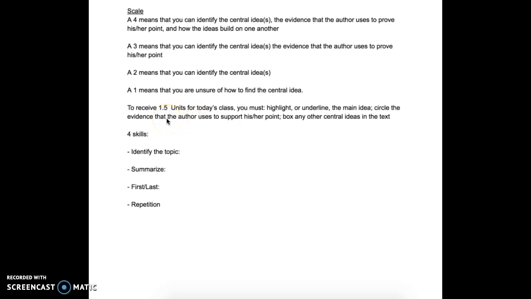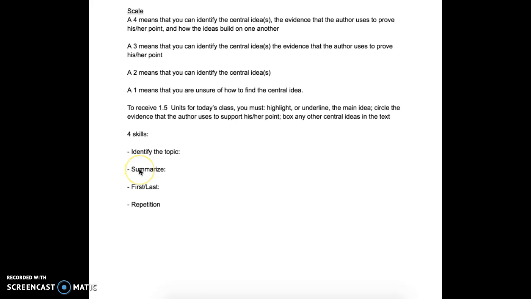In order to receive 1.5 units for today's class, you must highlight or underline the main idea, circle the evidence that the author uses to support his or her point, and box any other central ideas in the text. The 4 skills, which are the same 4 skills that we work almost weekly on, are number 1, to identify the topic. Remember that the topic and the main idea are separate, but the topic gives you an indication of what that main idea might be.